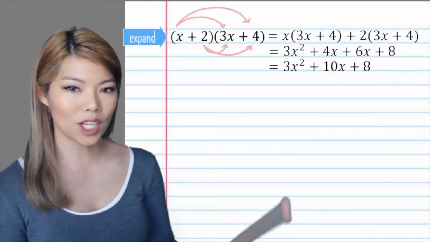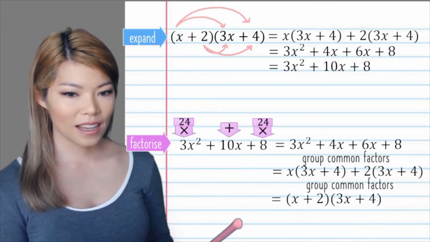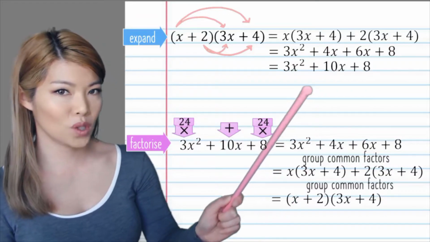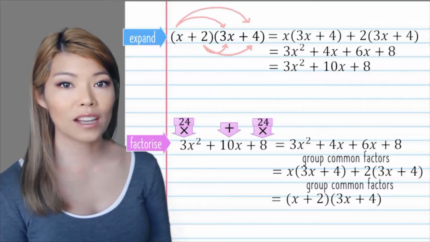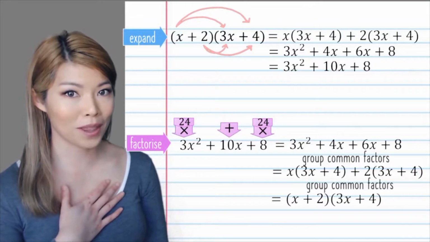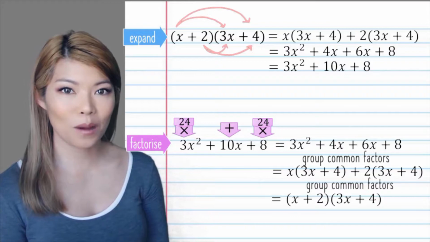Last time in the video we looked at expanding and then how to factorize, working backwards, looking for patterns, and we used the grouping method. Today we're going to use the cross method, which is my favorite method to factorize. Let's see how it works.